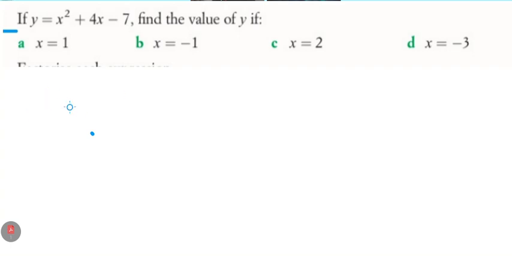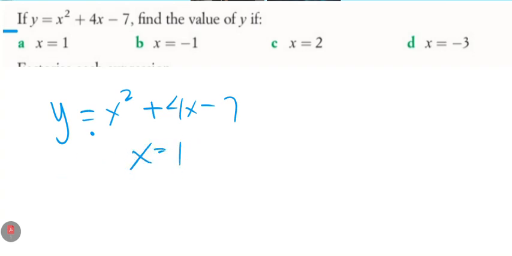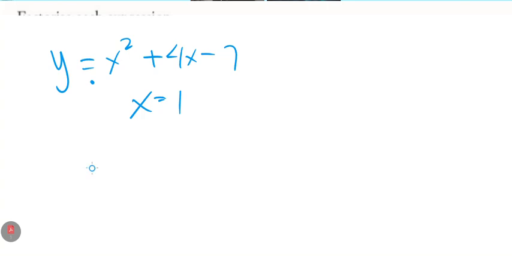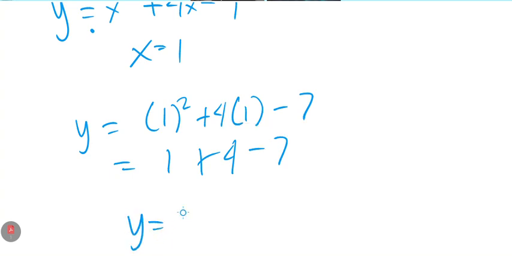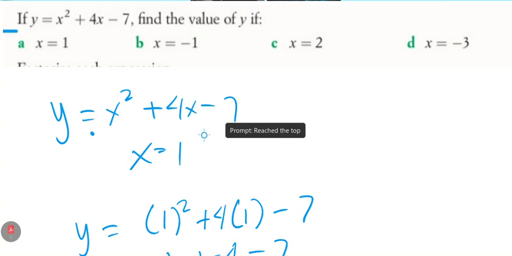The first one says that y equals x squared plus 4x minus 7, where x equals 1. Let's substitute that. That's going to give us y equals 1 squared plus 4 times 1 minus 7. That gives us 1 plus 4 minus 7, so y equals negative 2. Okay, so we have that down for the first one.